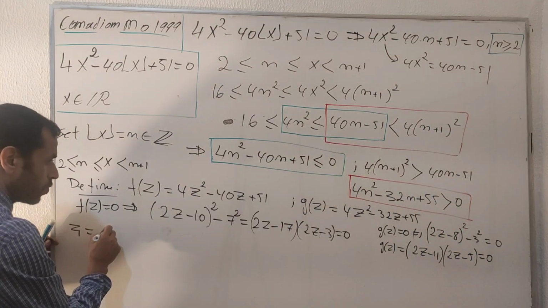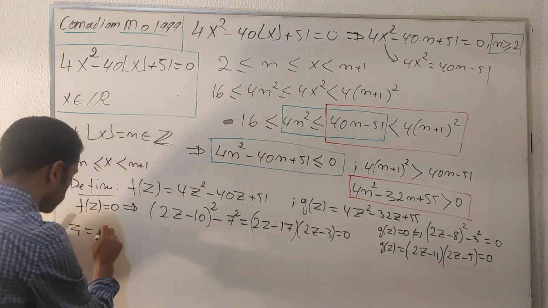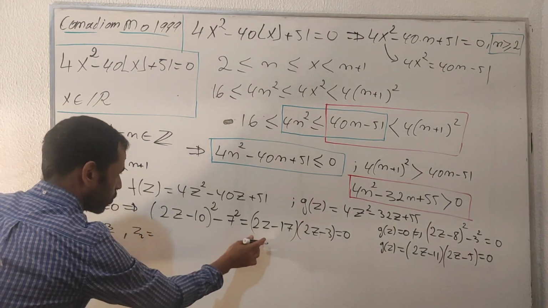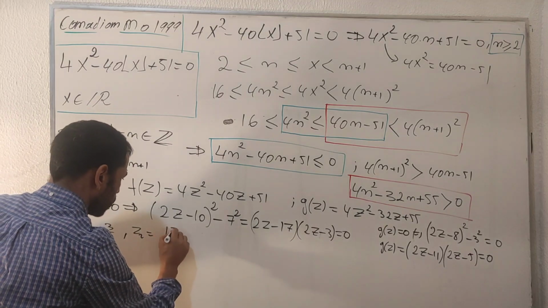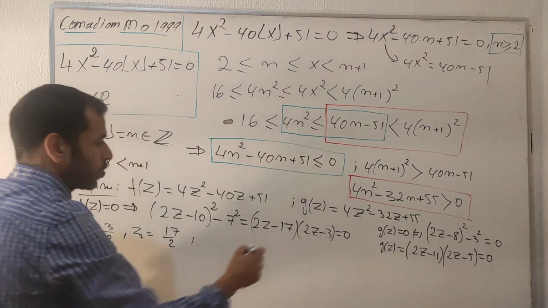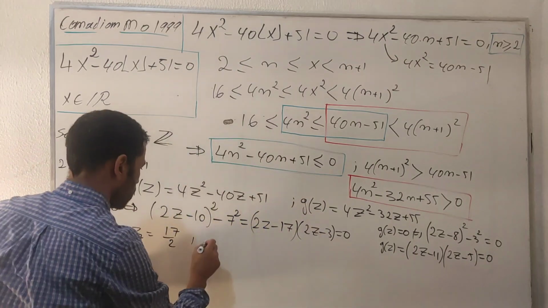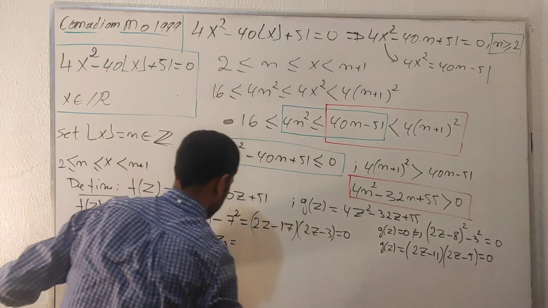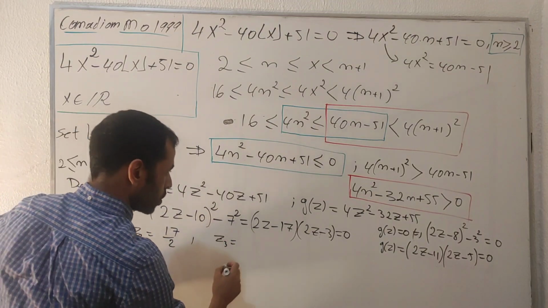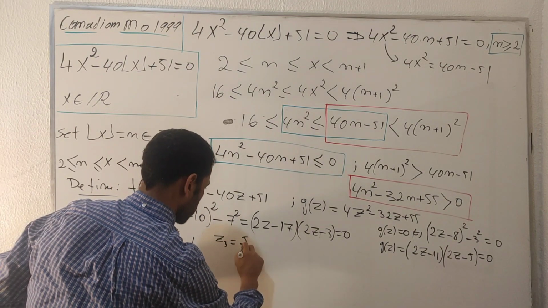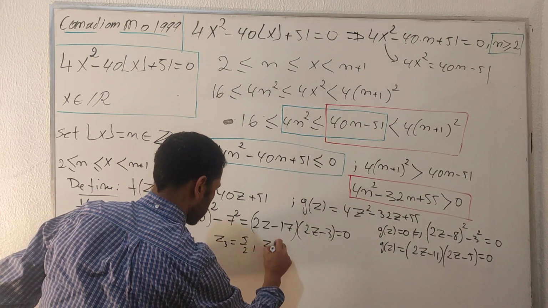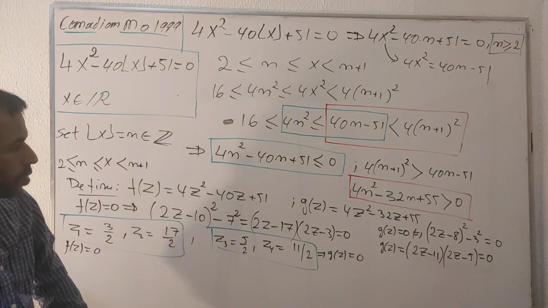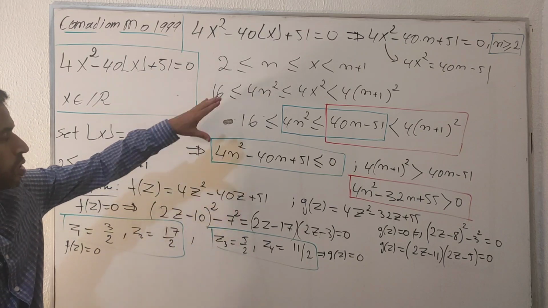Okay, first root I get here z1 equals 3 over 2, and second root for this one I get here z2 equals 17 over 2. For the second equation, I get here z3 equals 5 over 2, and z4 equals 11 over 2. Okay, I'm going to take these solutions at the top.